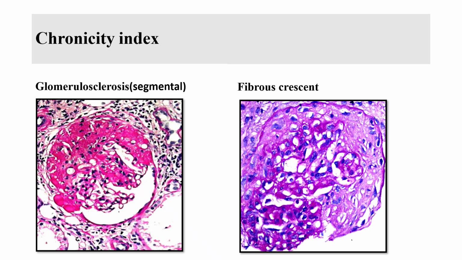Second one is fibrous crescent. We can see this crescent. There is more fibrous tissue, more than 75% fibrous tissue, and less than 25% there are cells and fibrin.